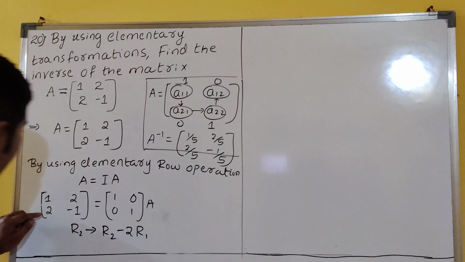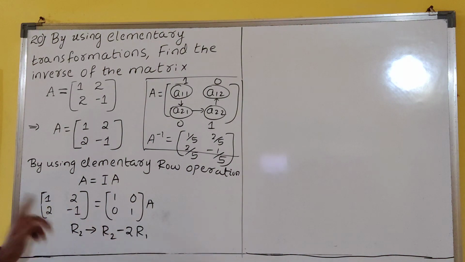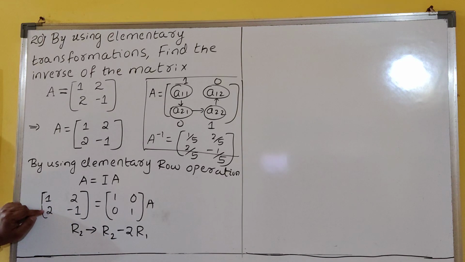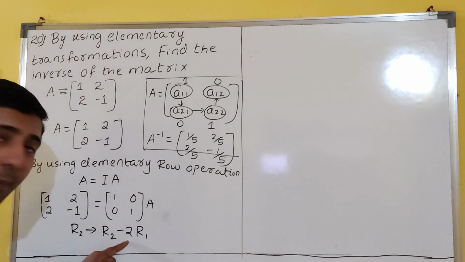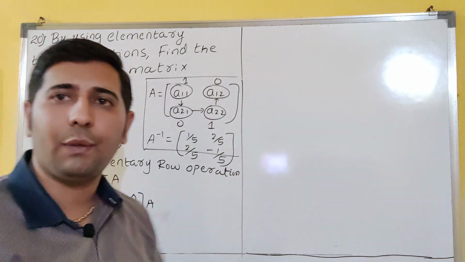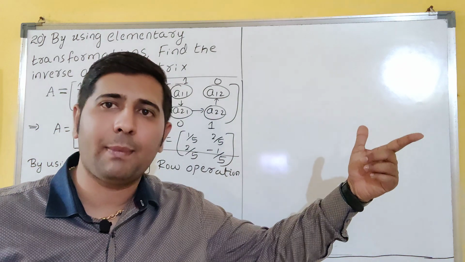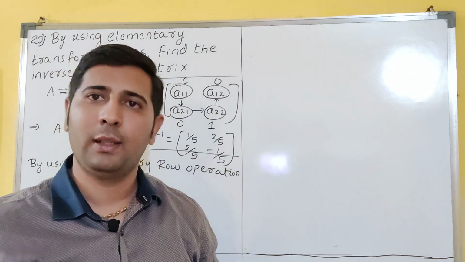So if it is 3 here, I would have multiplied by minus 3. Clear? If it would have been 5, I would have multiplied by minus 5. If it would have been minus 2, I would have multiplied by plus 2. If it is minus 2, I would have multiplied by what? Plus 2, dear students. Clear?